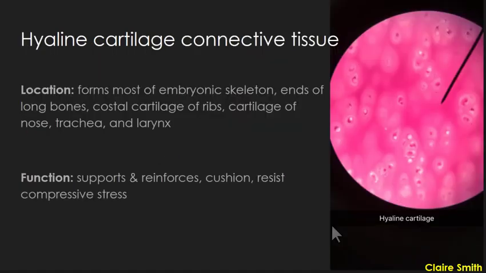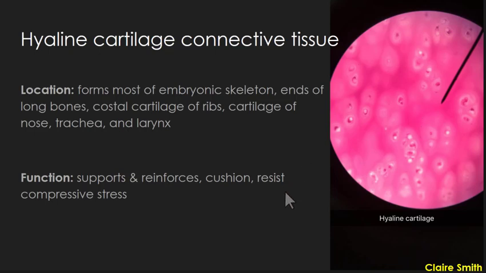So hyaline cartilage connective tissue, again, you need that full name. You can see the chondrocytes here with a nuclei in the middle. This can be found in most of the embryonic skeleton, at the ends of your long bones, costal cartilage of ribs, cartilage of nose, trachea, and larynx. So in a lot of places, function: support, reinforce, cushion, resist compressive stress. So I always remember at the end of long bones, this is there and it's cushioning. Those two make the most sense for me to remember. Because cushioning, making sure your bones don't rub on each other.